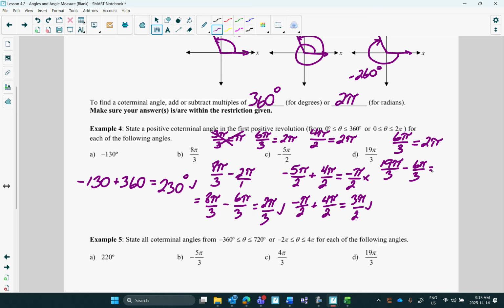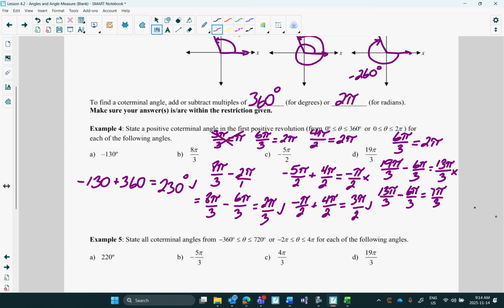And I get 13 pi over 3. Is that still too big? Yes, it is. Because it has to be lower than 6 pi over 3. So I got to minus another 6 pi over 3. And I get 7 pi over 3.